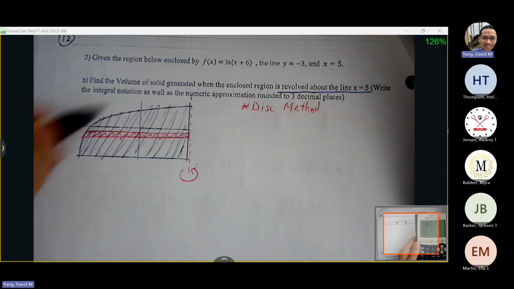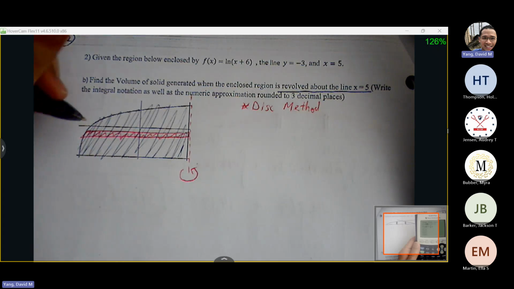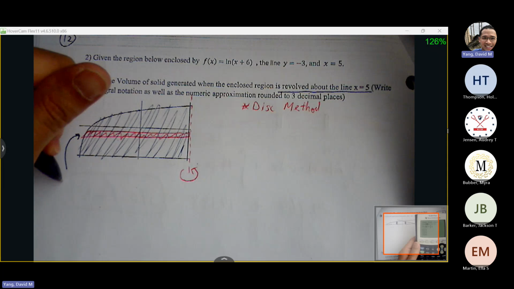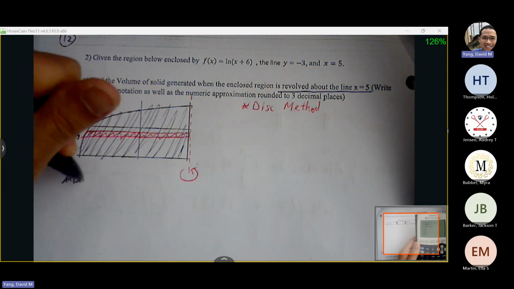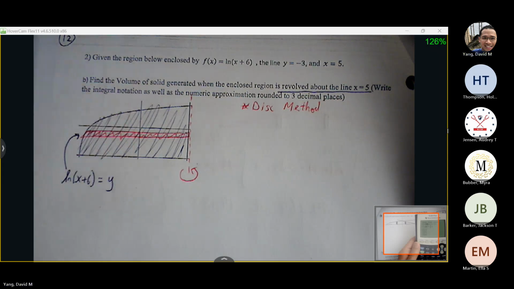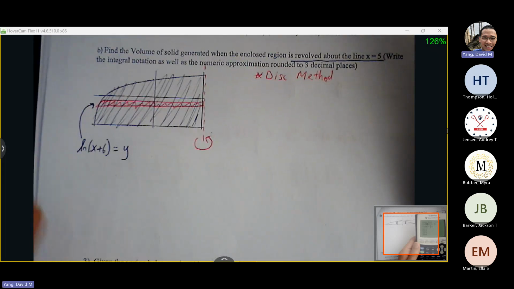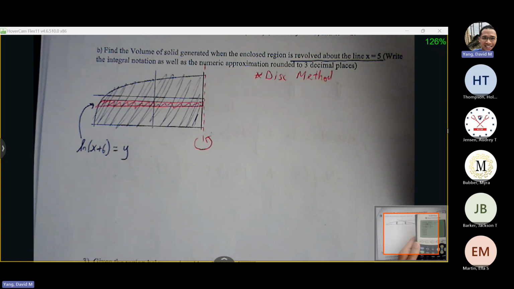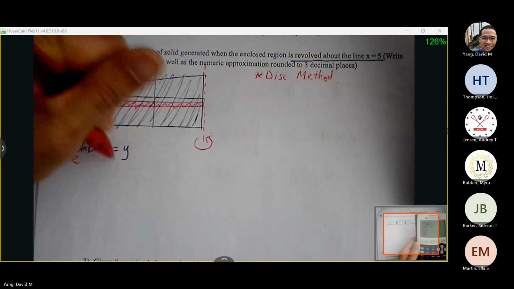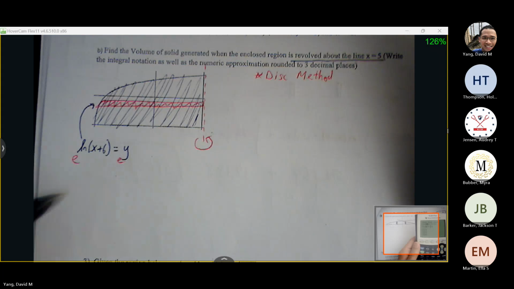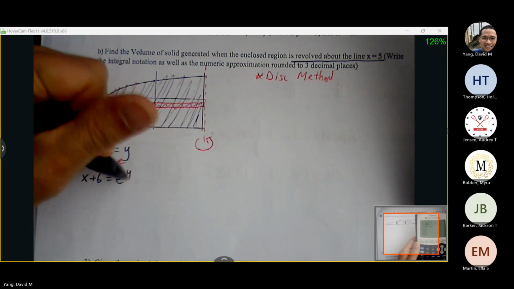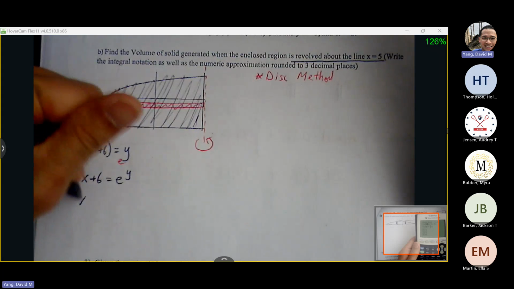So this curve, this natural log of x plus 6, needs to be rewritten. So let's spend some time doing that. Initially, it was y equals natural log of x plus 6. But this is not the form we want, right? We want the form with the x by itself. So to get x by itself, I'm going to raise both sides with e as the base. E and natural log cancel out. Subtract 6 from both sides.